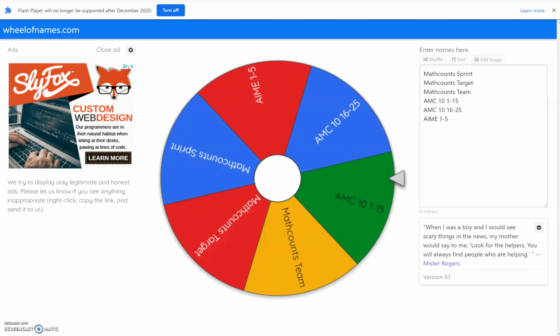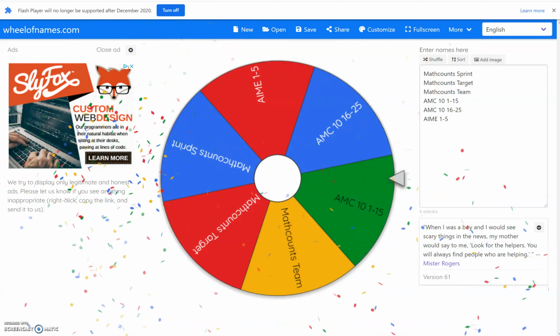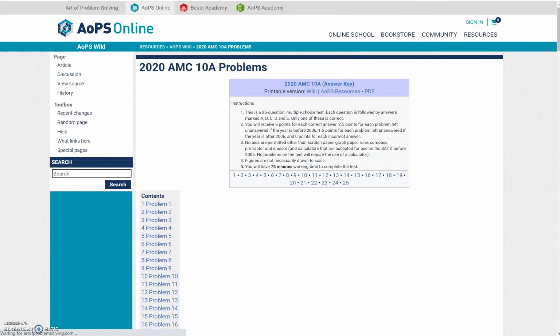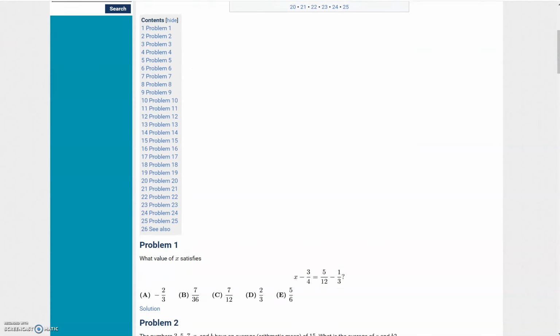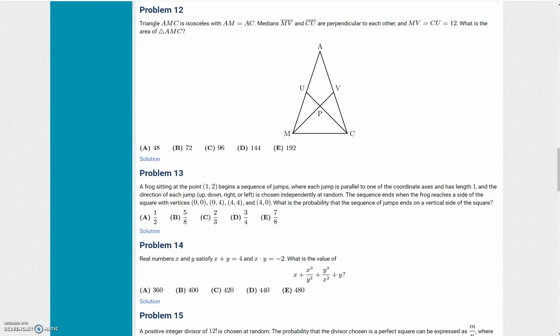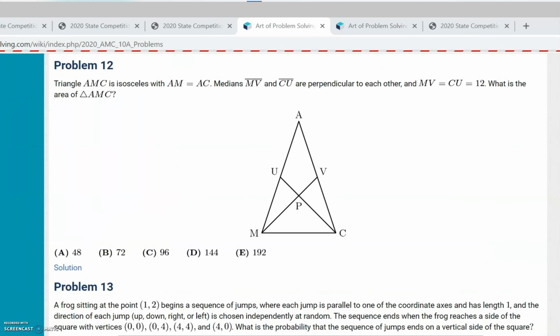Alrighty, we have AMC 10 1 to 15. So I'm going to be doing an AMC 10 problem from the 2020 AMC 10A, and we got 1 to 15, so I'm going to pick at random. I'm just going to pick a random number in my head. We'll do problem 12. Alright, here's problem 12. Ooh, a geometry problem. I'm going to take a screen snip so that you guys can see my work. Alright, there's the snip.